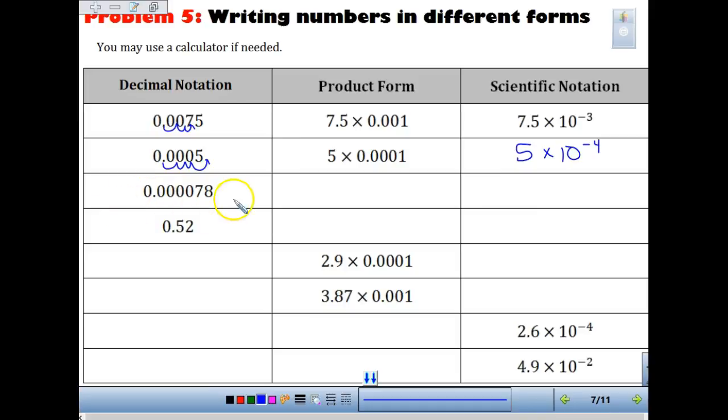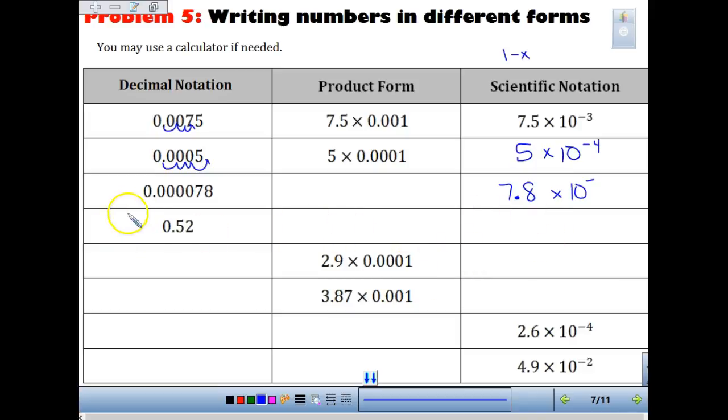As I'm looking at the next one, the first number, what do I want to write that as, Kayla? It's this whole thing, 7, 8. What is my first number? It has to be between 1 and 10. Okay, so I'm going to have 7.8, right? I have to have the decimal, I have to have the number following. So I have 7.8 times 10 is going to be a negative exponent.